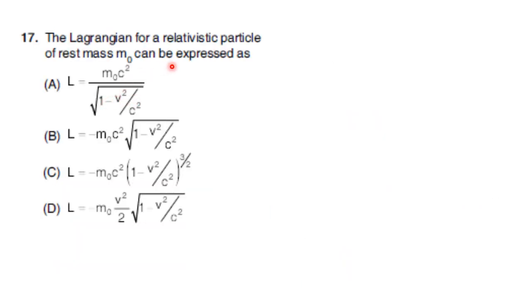The Lagrangian for a relativistic particle of rest mass m0 can be represented as L is equal to minus m0 c square into square root of 1 minus v square upon c square. Option B is correct.